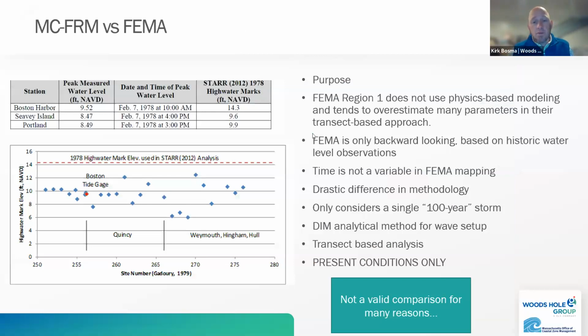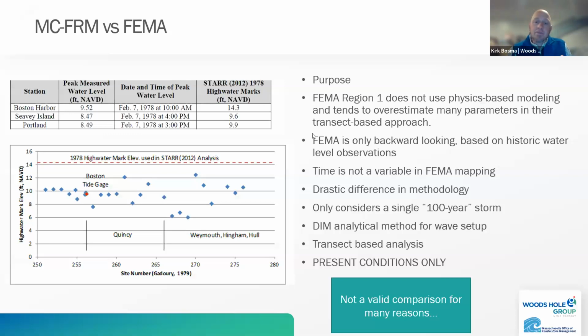Whereas what the Massachusetts Coast Flood Risk Model really is looking at is forward in time, a full distribution of risk of storms for planning purposes, and not trying to assign any type of risk level to specific financial requirements or anything of that nature.